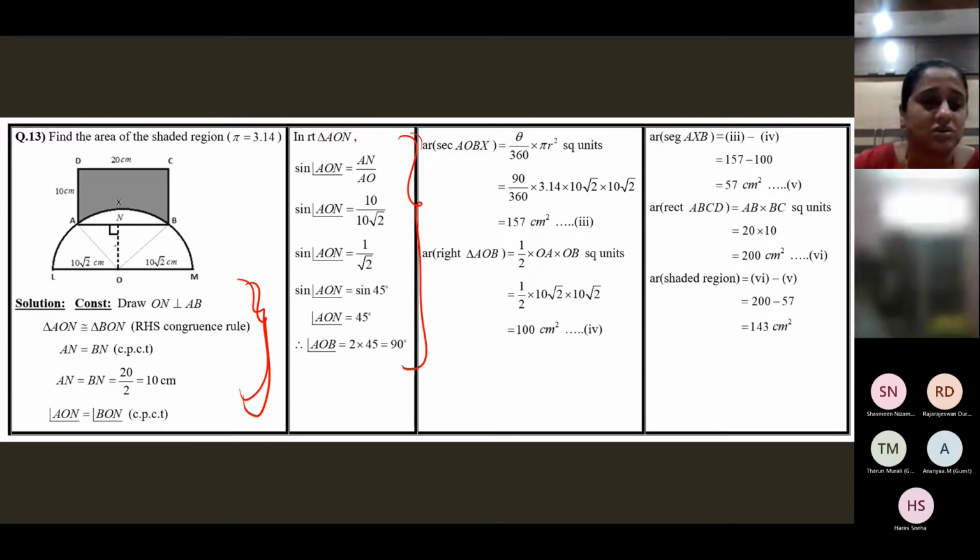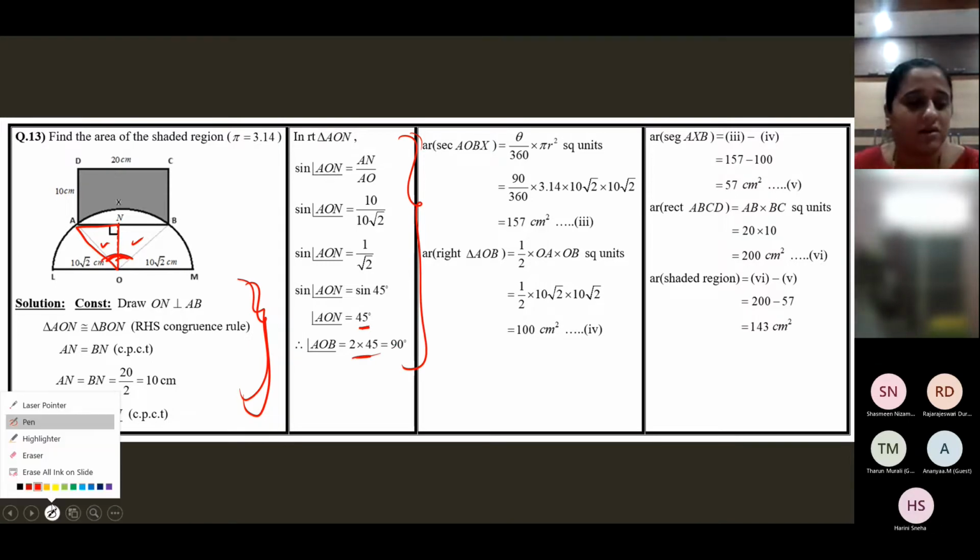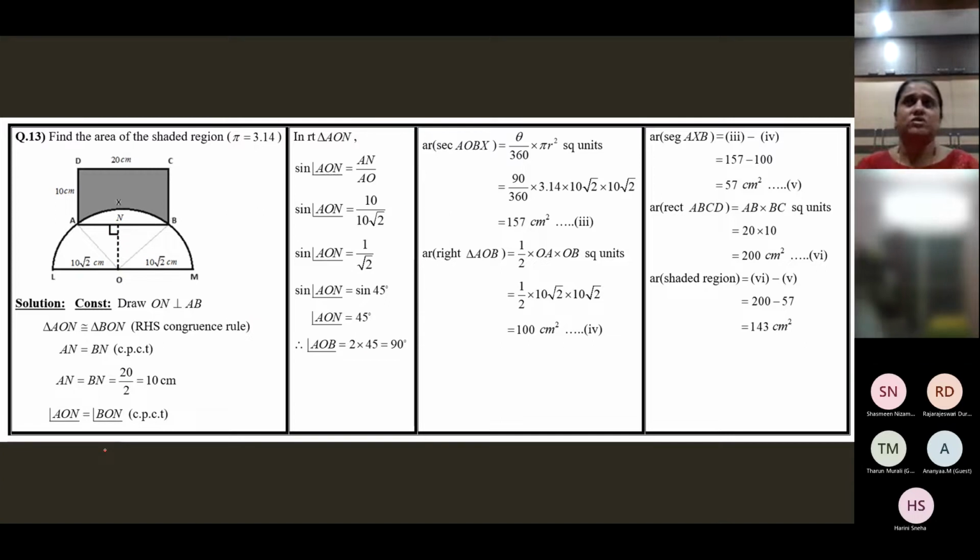So construction ON, then these two triangles are congruent. Then we take up this triangle, we have to find this angle. We just did it sometime back in this class. So this angle is 45 degrees. Since these two angles are equal, 45 into 2, 90. Very, very important. So you should make a question and answer out of this.